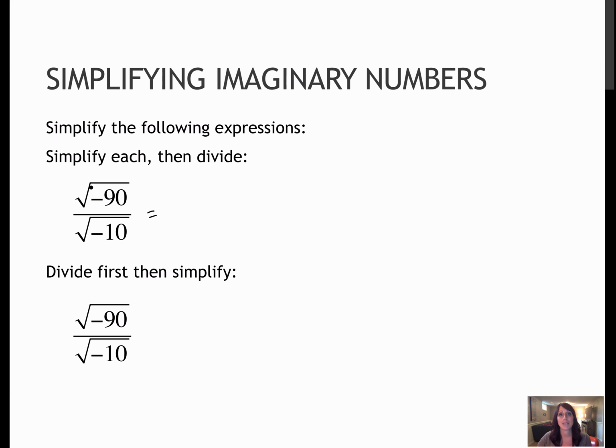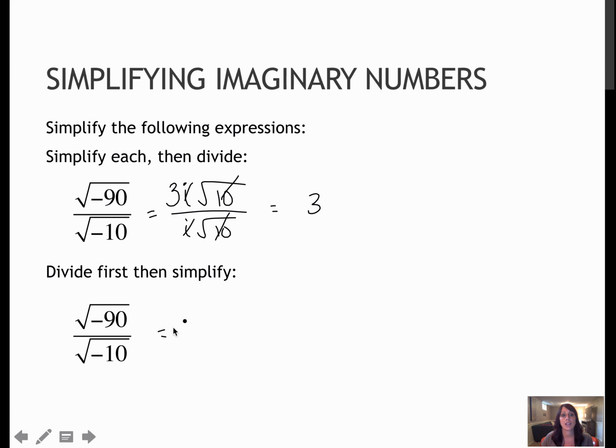Now let's look at the same type of example with division. If I were to simplify first the radical -90, that would give me i radical 90, and then of course I would reduce that to 3i radical 10. If I reduced the square root of -10, that would give me i radical 10. Reducing this, the i's would go away, the radical 10s would go away, and I would get 3.